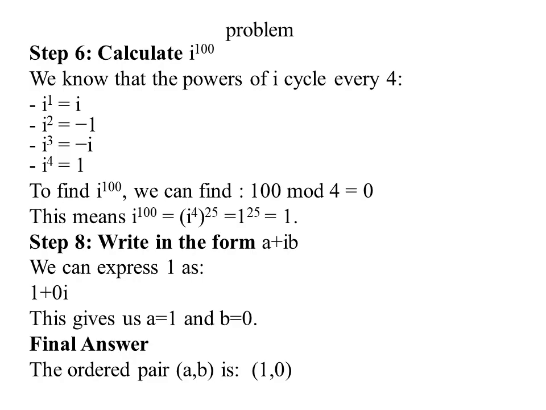Therefore we can express 1 as 1 plus 0i. This gives a is equal to 1 and b is equal to 0. Therefore the ordered pair a comma b is 1 comma 0.